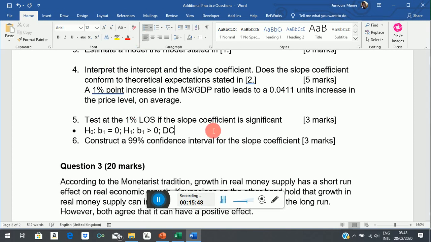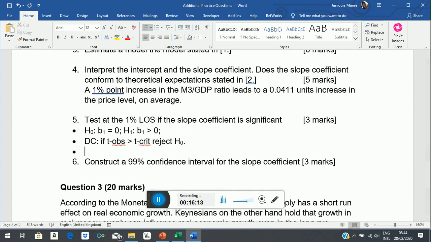So let's state our decision criterion. It is if T obs is greater than T critical, reject H naught. Otherwise, fail to reject it. Okay. Having done that, then we are supposed to find the T critical itself. Okay. The T critical itself.